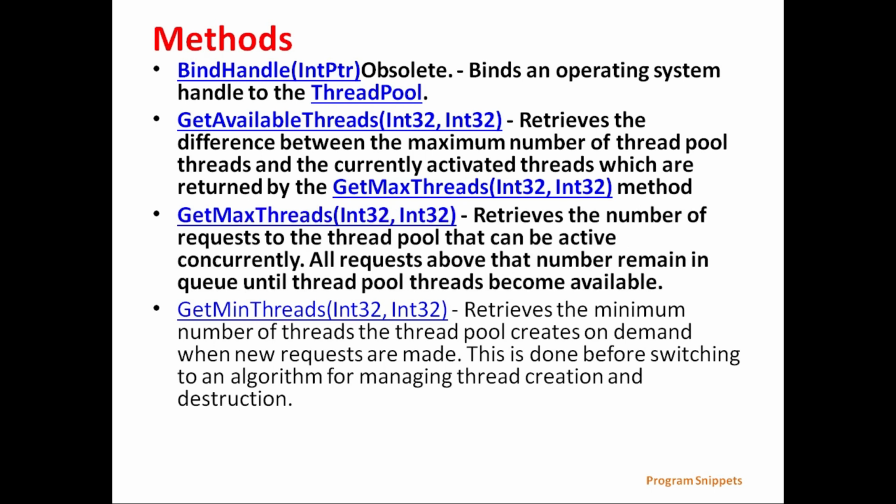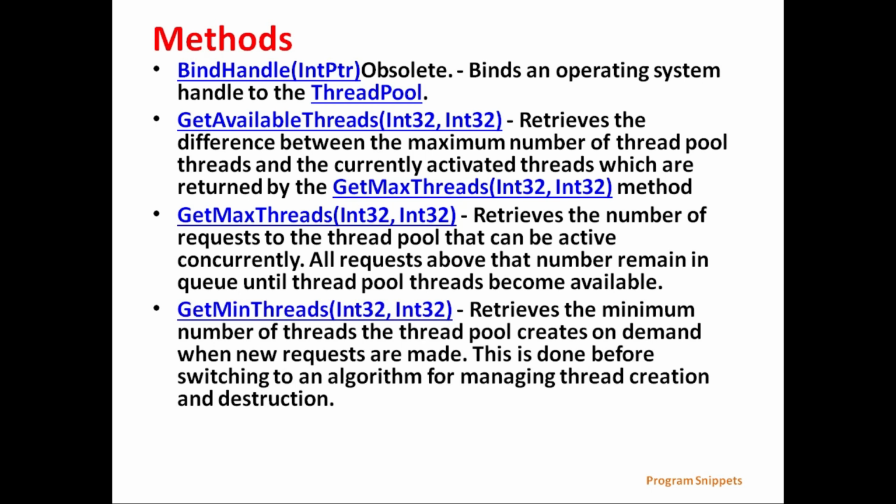Next is GetMaxThreads. This method retrieves the number of requests to the thread pool that can be active concurrently. All requests above that number remain in queue until thread pool threads become available. GetMinThreads, which retrieves the minimum number of threads that the thread pool creates on demand when new requests are made. This is done before switching to an algorithm for managing thread creation and destruction.